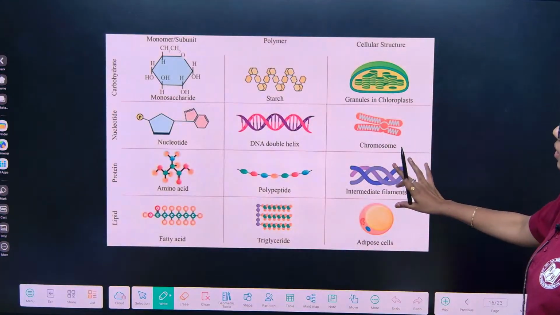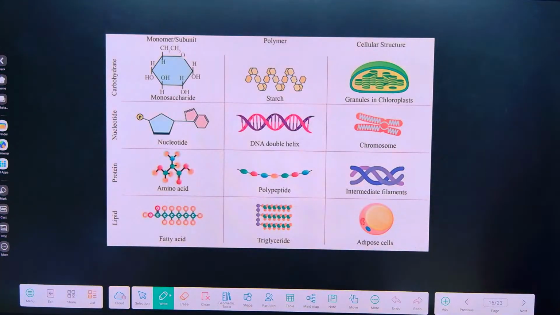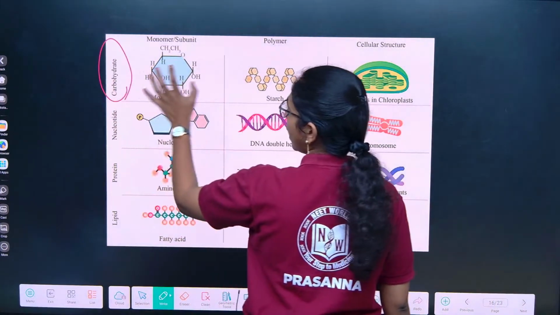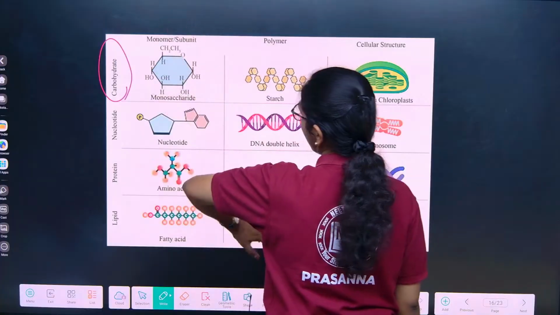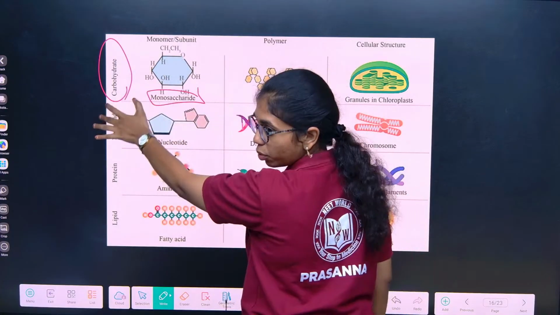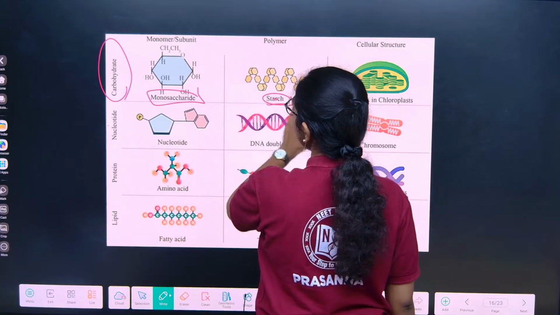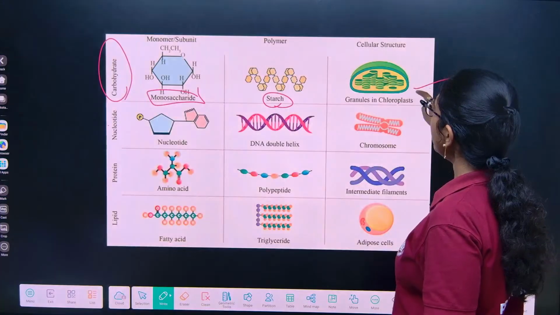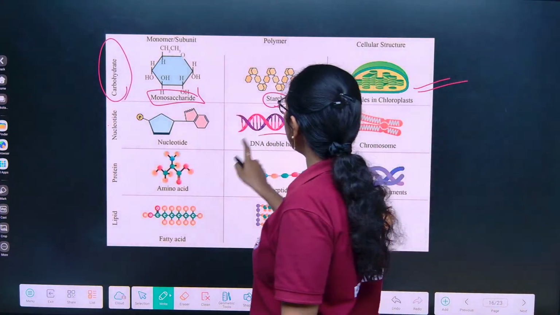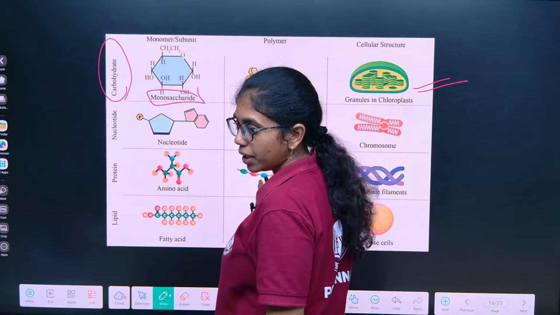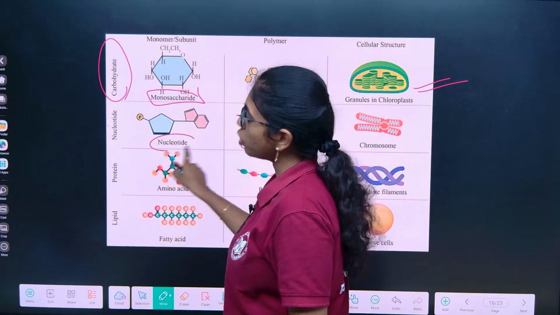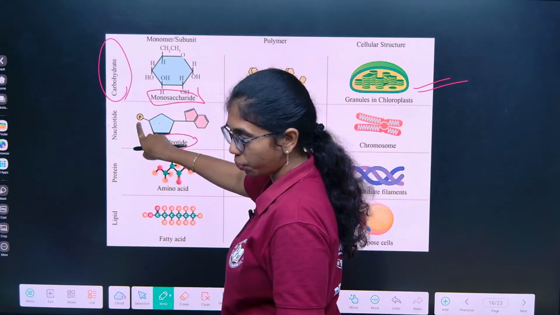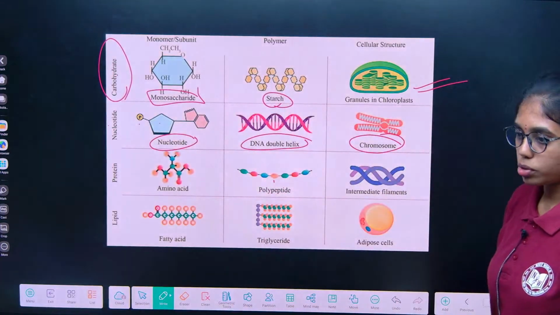Next. So here this chart will give you a gist of the complete biomacromolecules we have covered. First is carbohydrate. What are the monomer subunits of this polymer? Monosaccharides in carbohydrates, right? The polymer is, for example, starch. Starch is the storing food material in plants. Next is DNA double helix. Nucleic acid is the polymer of which the monomer is nucleotide. Nucleotide has sugar, nitrogen base, and phosphate group, found in chromosomes or DNA.